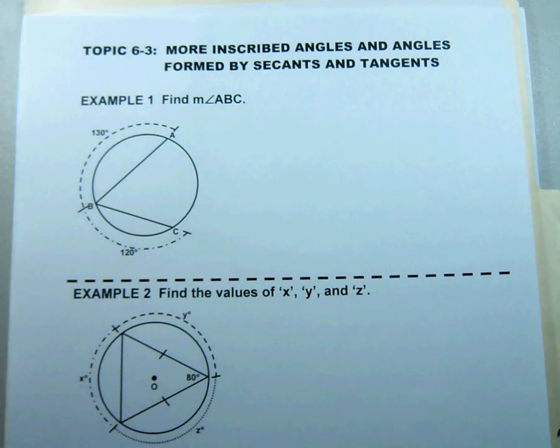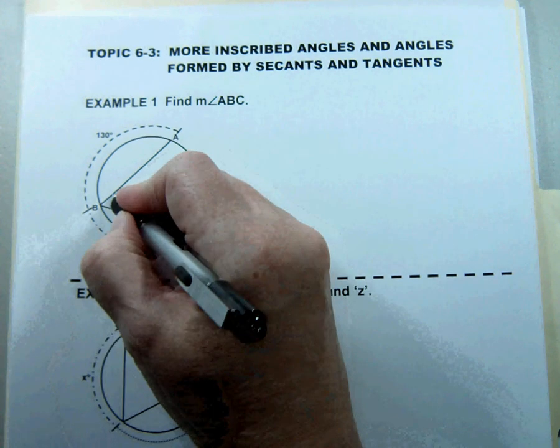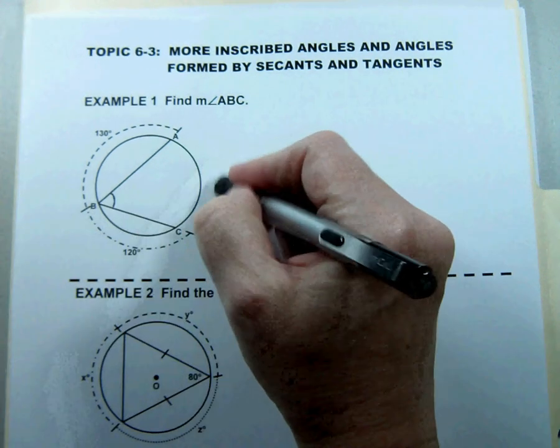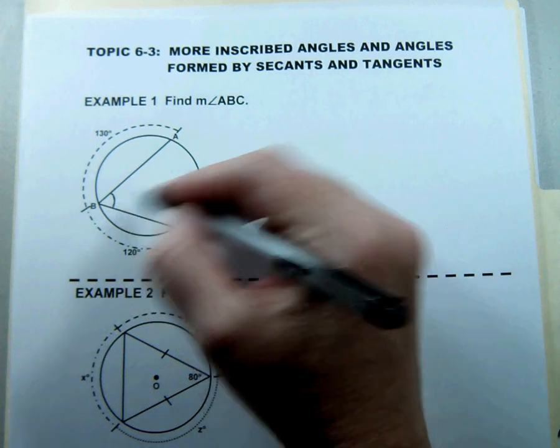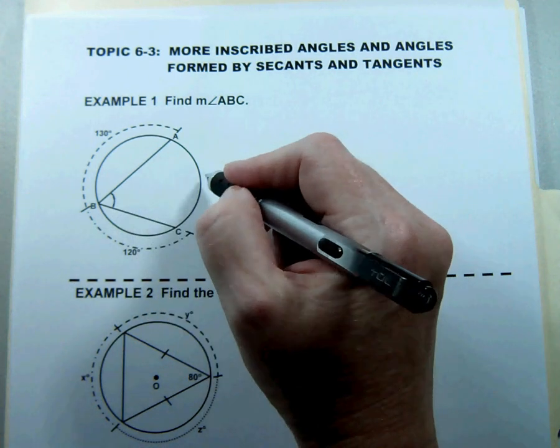Alright, this is topic 6.3, more inscribed angles and angles formed by secants and tangents. On the first one, they want you to find the actual angle degree. So that means they're looking for this one. If we knew the angle out here, we'd take half. It's always half when you have an intercepted arc.